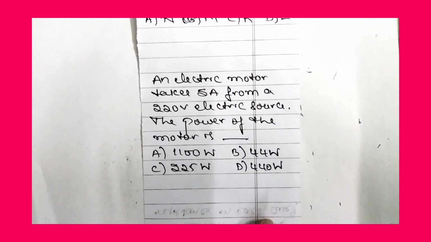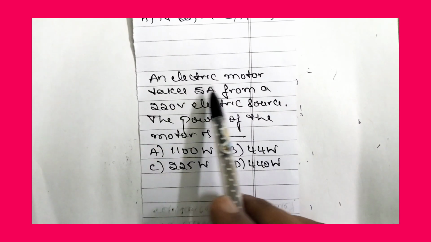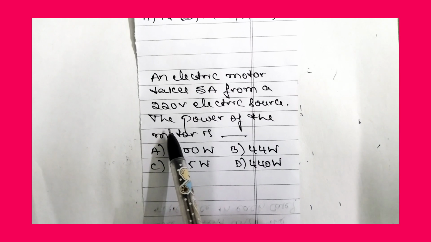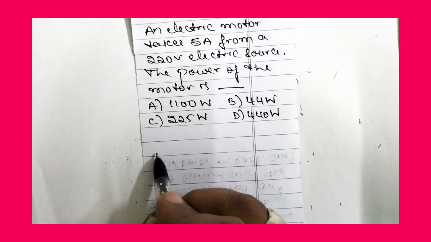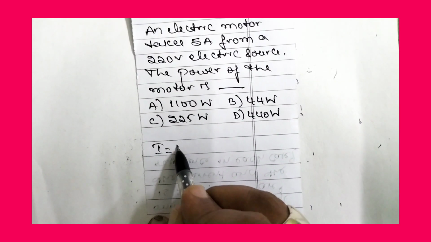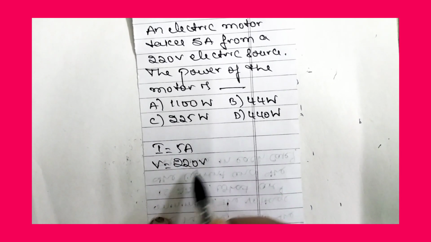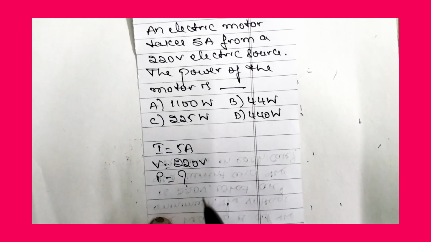Now let us move to the next question. An electric motor takes 5 ampere from a 220 volts electric source. Then what is the power of the motor? So I is equal to 5 ampere, V is equal to 220 volts. Now we have to calculate the power of the motor.